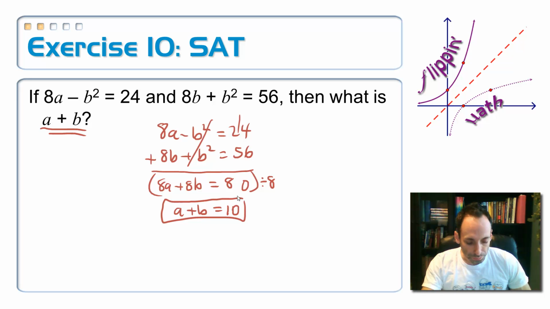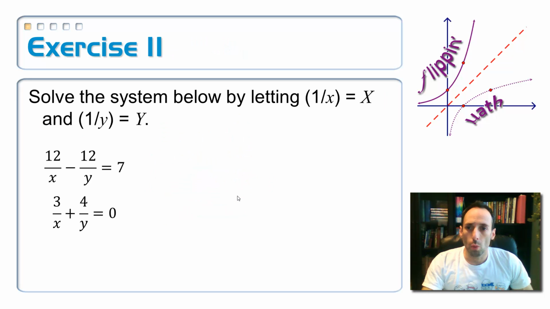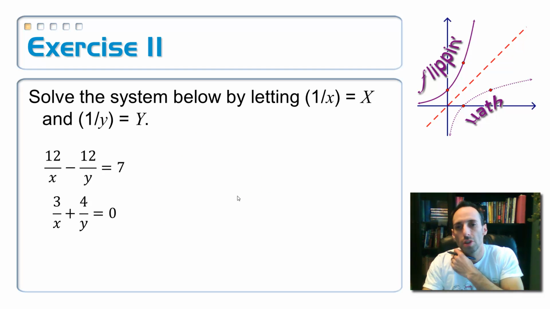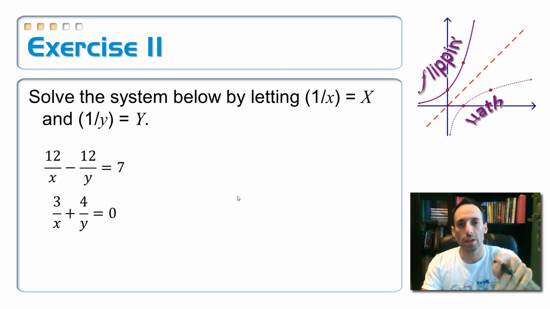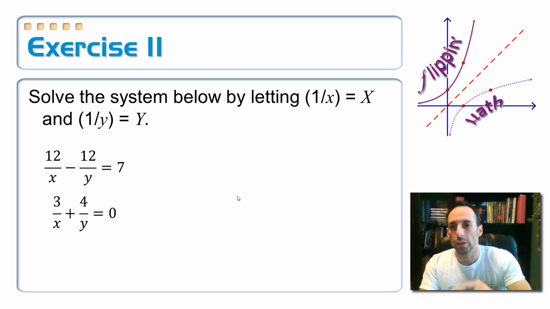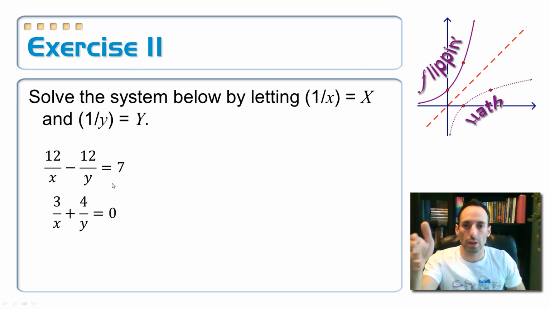So there you go. Okay, one more that's kind of like SAT questions, another strange one. Again, I would suggest that you pause it to see if you can try to do it yourself first. Solve the system below by letting 1 over x equal to big X and 1 over y equal to big Y. Alright, so we're just kind of doing a substitution here to make this system easier to solve.